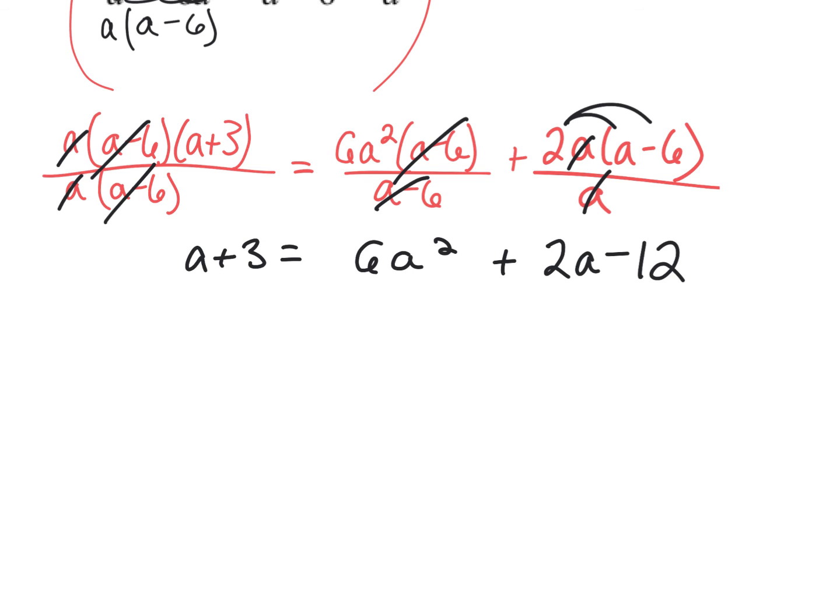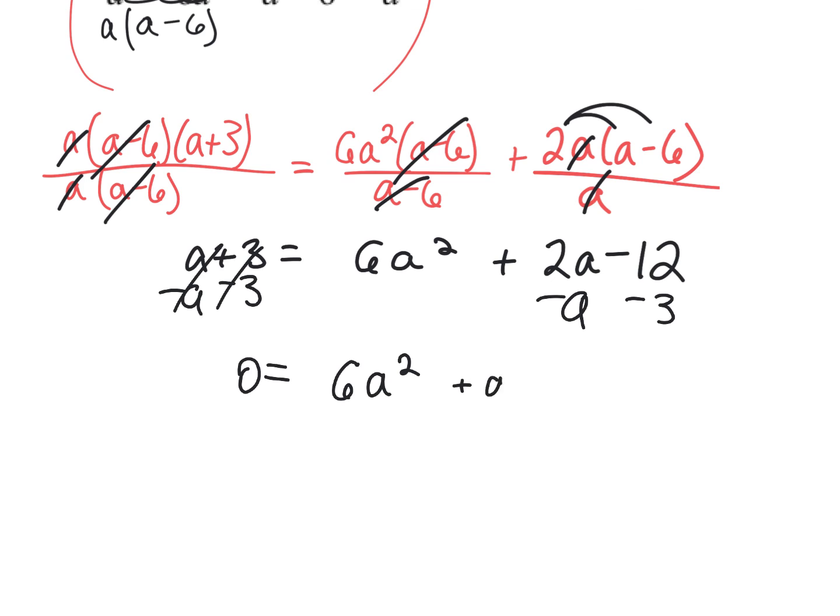Now what? Get everything to one side. So I'm going to move over what? I'm not going to add 3, subtract 3. What else should I subtract? The a. So this ends up being 0 equals 6a squared plus a minus 15. Perfect.